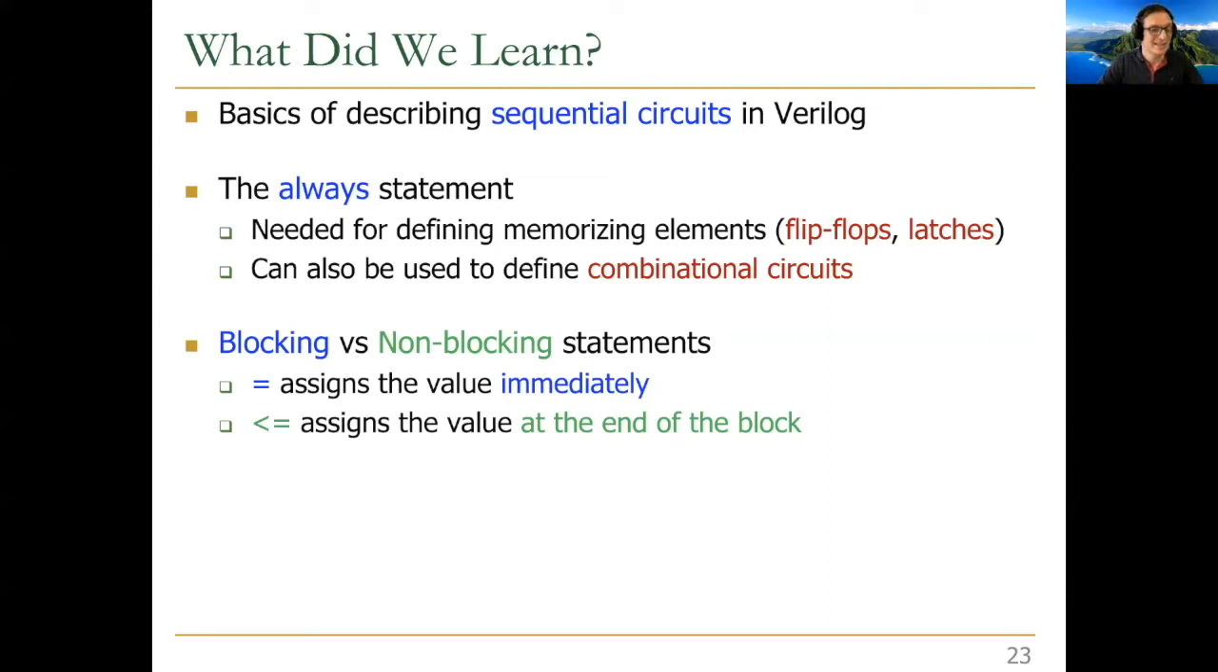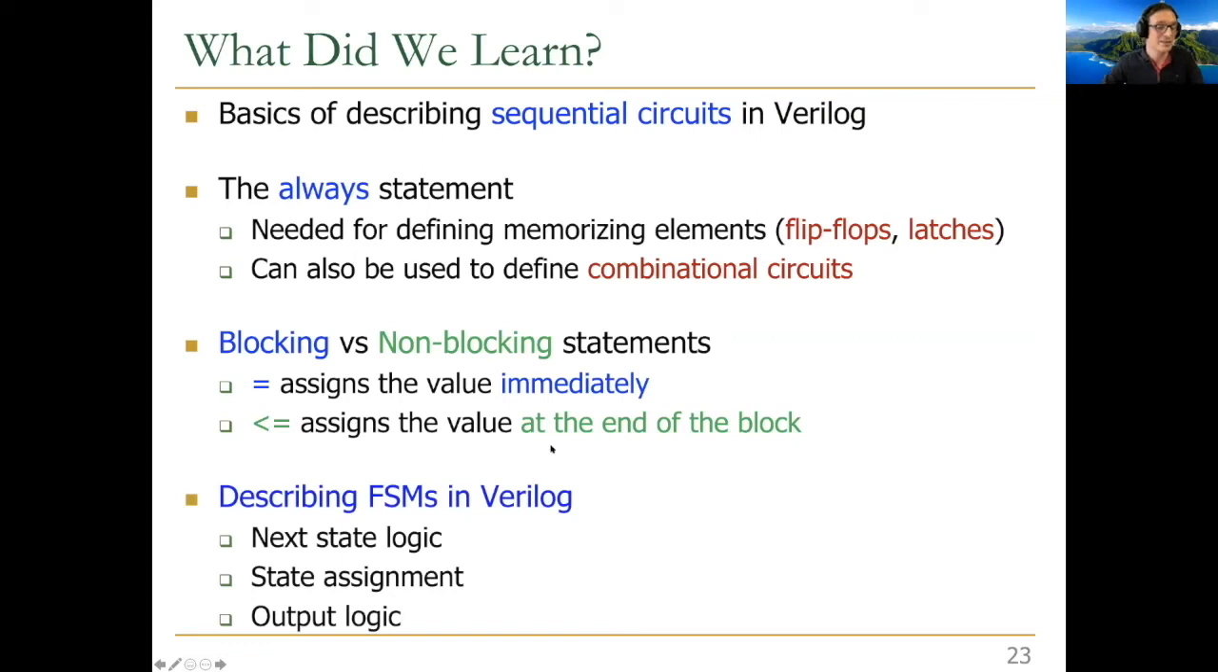Blocking, non-blocking, blocking. Essentially, these are useful for implementing state transitions at the end of a block, right? That's why you use these less than or equal to assignment over here. That happens at the end of the block. Okay, and then we talked about describing FSMs in Verilog just now. So to put everything together.